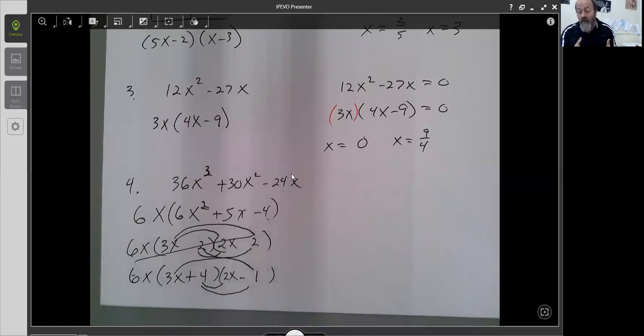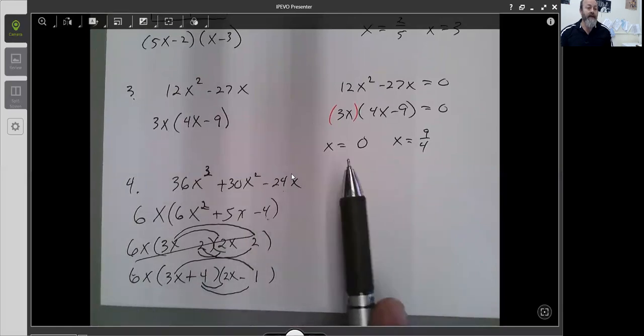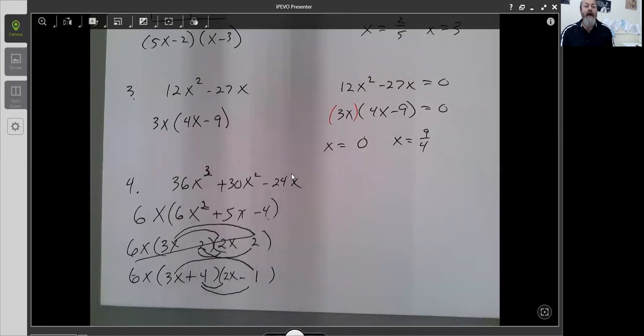Now, this one would actually have 3 solutions. If I set it equal to 0, it would have positive 1/2, negative 4/3, and 0, very much like this problem up here. I hope that that was very helpful to you.